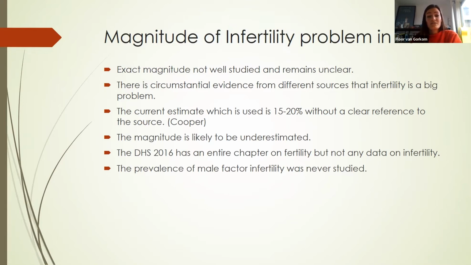For example, the Demographic Health Survey from 2016 has an entire chapter on fertility, but actually not one question on infertility. And male factor infertility in South Africa was actually never studied. But letters and editorials in local medical journals have mentioned also very high numbers between 15 and 20%.